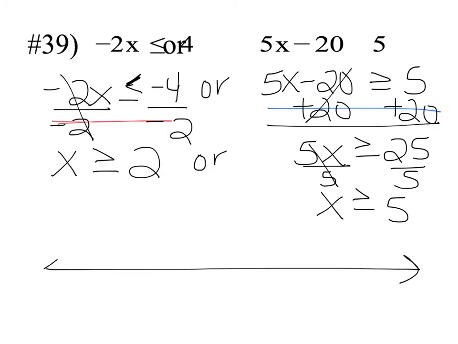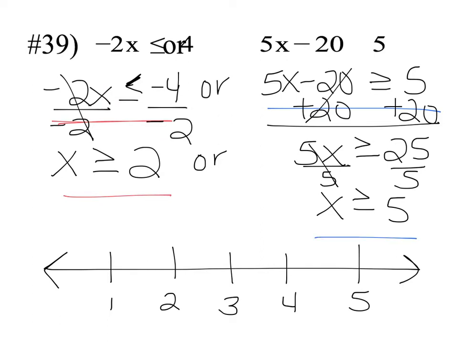Let's go ahead and graph it. So we've got 1, 2, 3, 4, 5. Remember, this is red, this is blue. So red is a closed circle here, shaded the way the arrow is pointing. And remember, it's a bracket. And then over here, closed circle, shaded the way the arrow is pointing, because the variable's first, and it's a bracket.